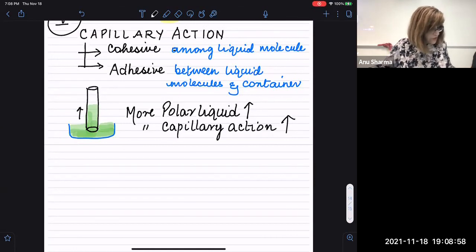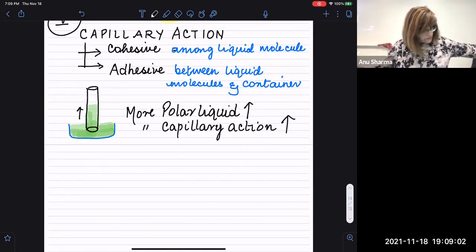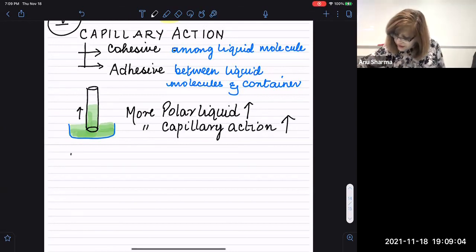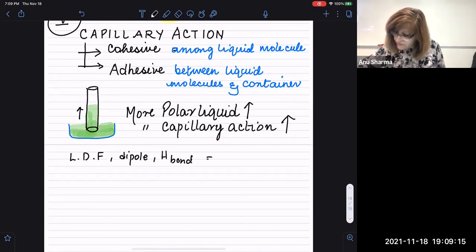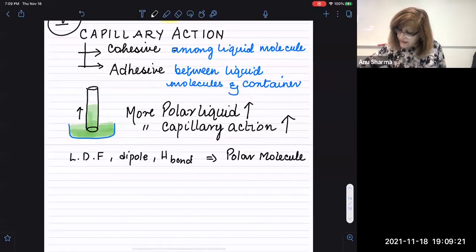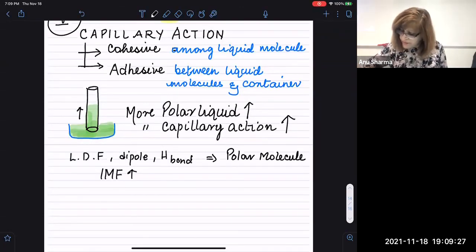There is hydrogen bonding, there's London dispersion, dipole-dipole. For all polar, it's going to be there, and hydrogen bonding. So all these are present mostly in polar molecules. So think about it. In these polar molecules, the intermolecular forces are higher. So that is why they will pull each other up.